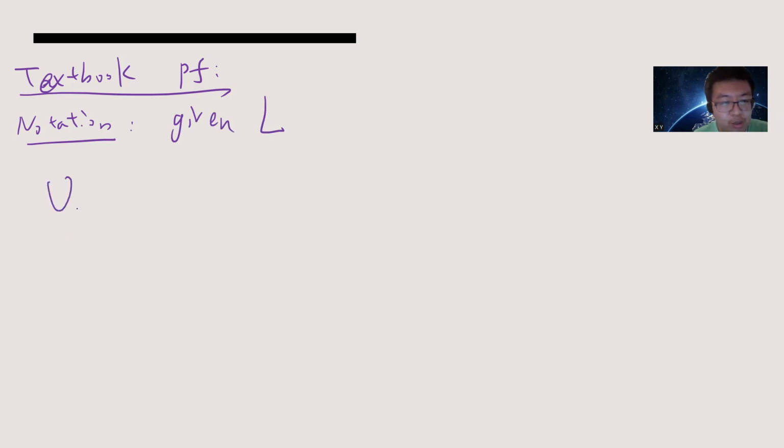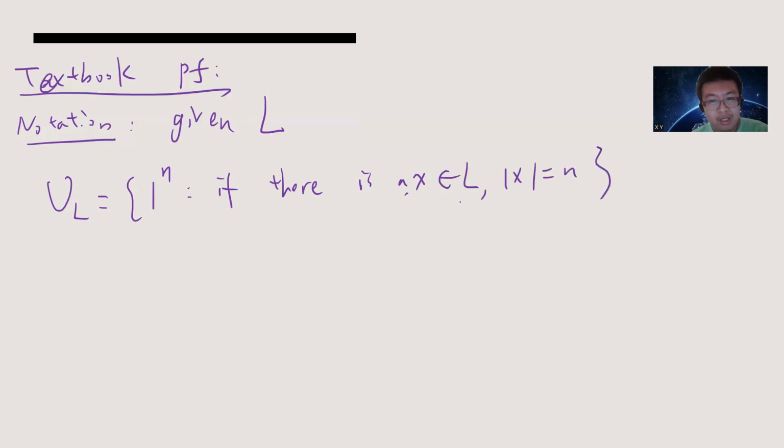You can define U_L to be 1^n if there is an x belonging to L and x is less than n. So U_L is another language, right? 1^n is in it if there is such an x. Okay, so given any language, you ask if there is an x with length less than n that is in that language, then you define another set which is 1^n.